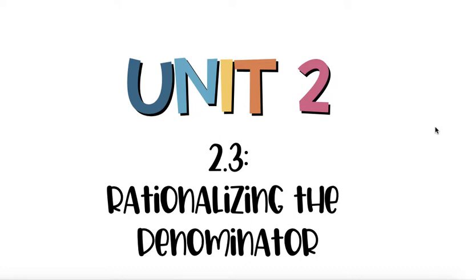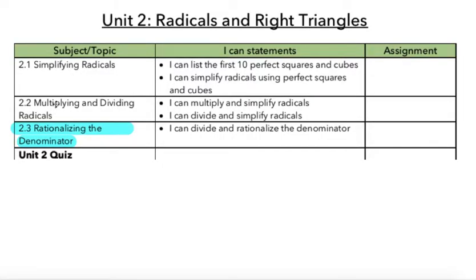This is Unit 2, Section 2.3, Rationalizing the Denominator. So we've spent our previous sections looking at simplifying single radicals, or ones with a coefficient out in front. Then we did multiplying and dividing the radicals. This is going to be looking at a special case of dividing radicals. And so this is going to be a process called rationalizing the denominator.